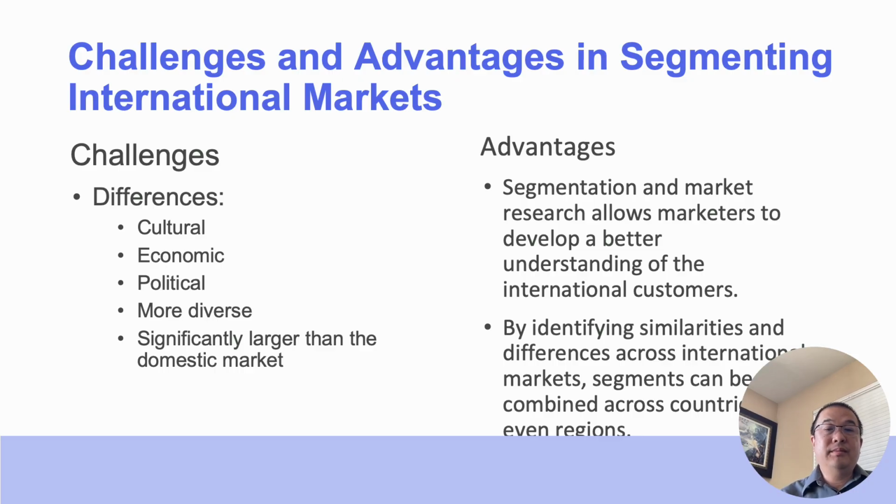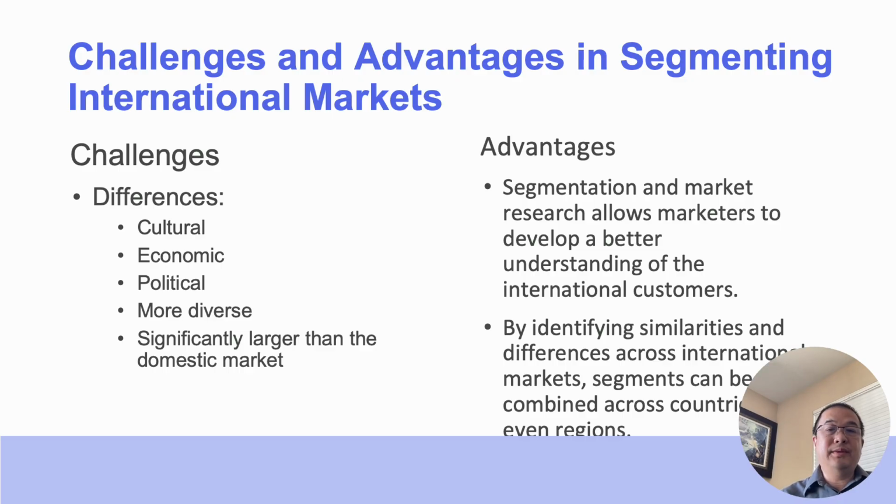Number 3, political differences. Every country has different laws, government regulations, taxes, trade policies, and import restrictions. Companies must comply with local regulations. As an example, some countries have stricter privacy laws affecting how companies collect customer data.